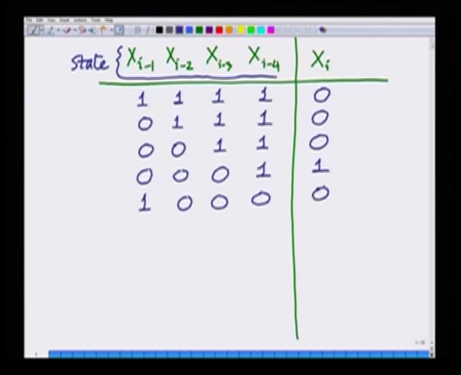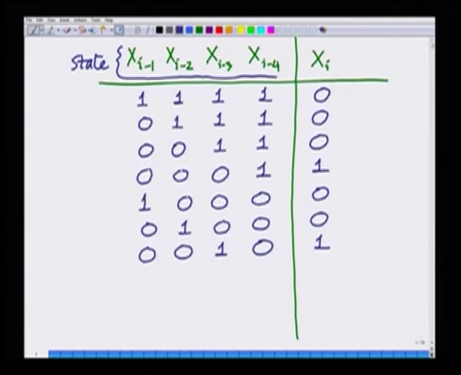The next state is 0, 1, 0, 0, and xi is 0. The next state is 0, 0, 1, 0, and xi is, look at this, xi is xi minus 3 XOR xi minus 4.